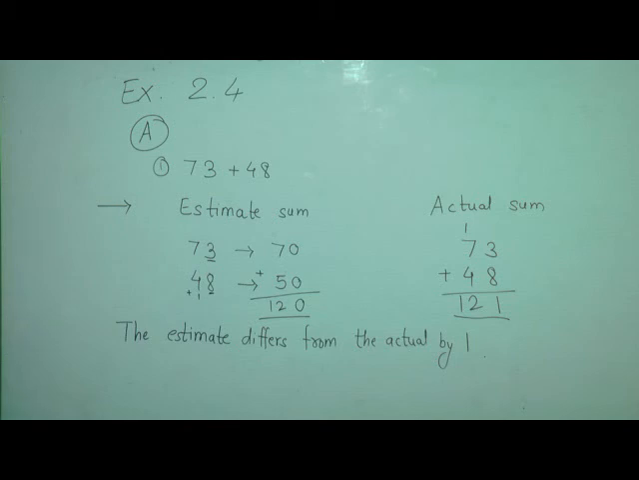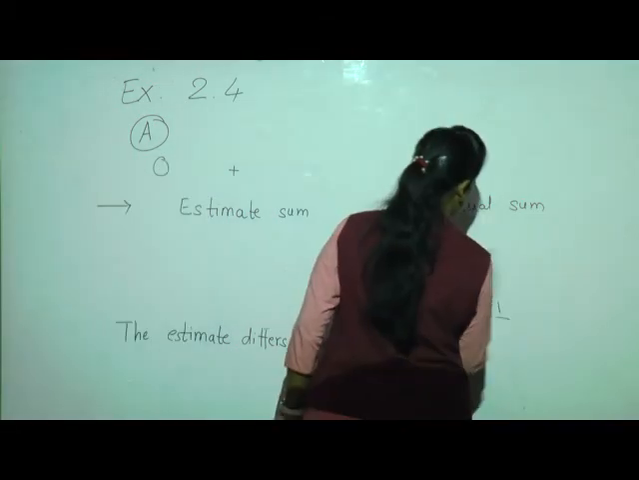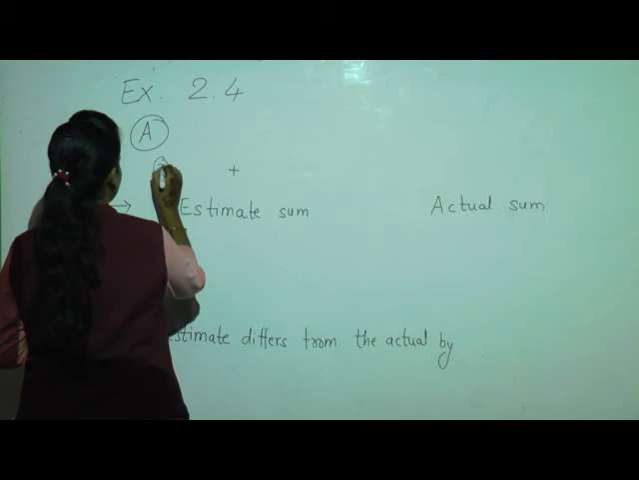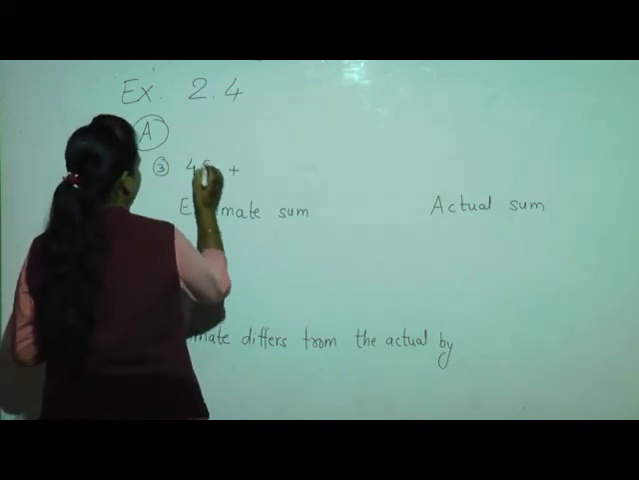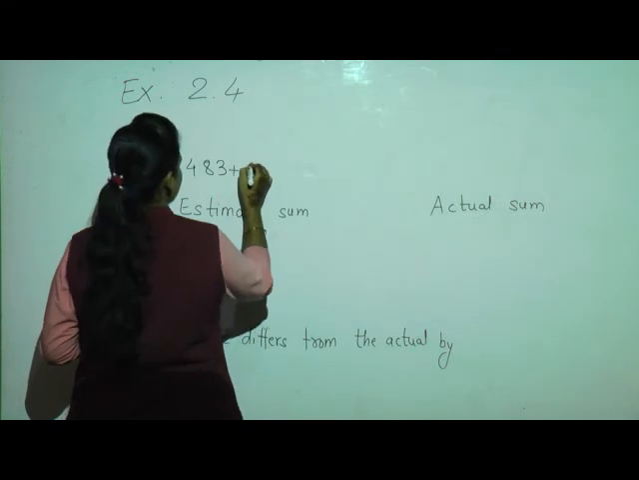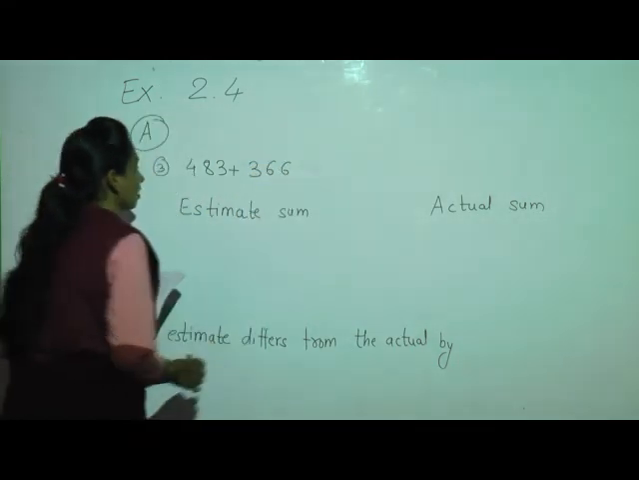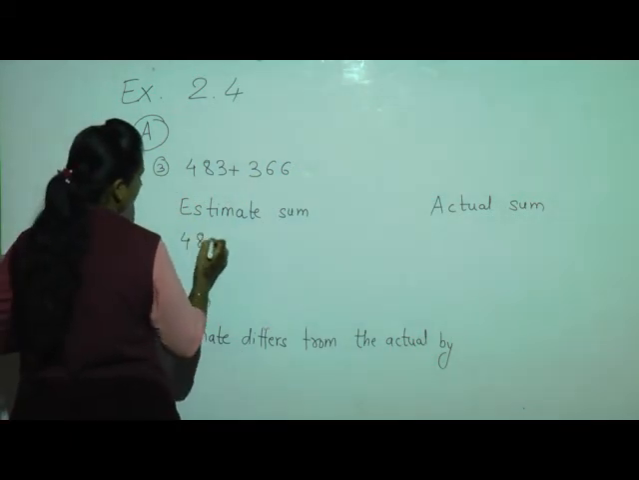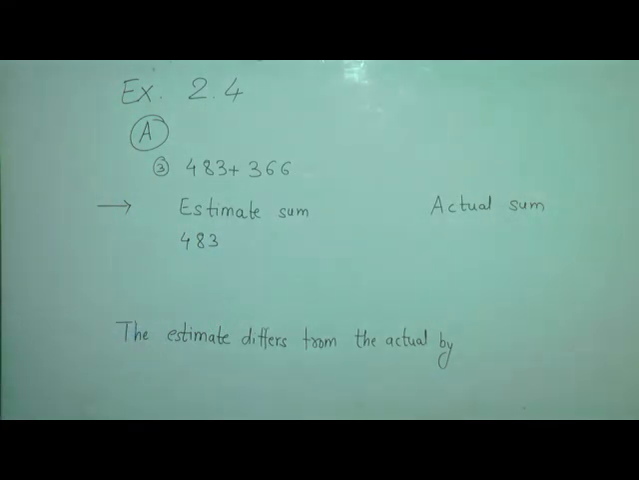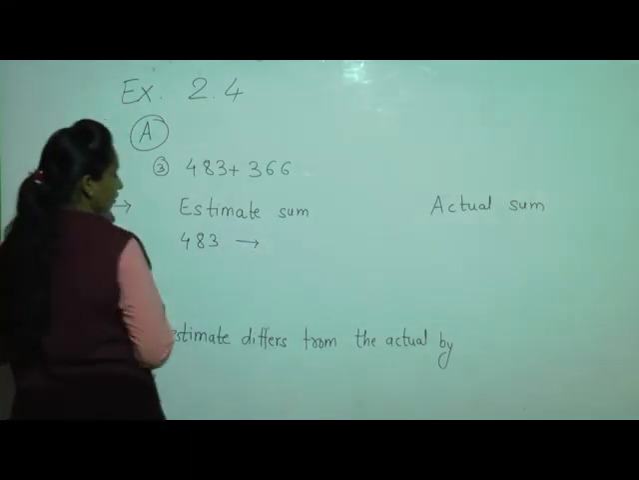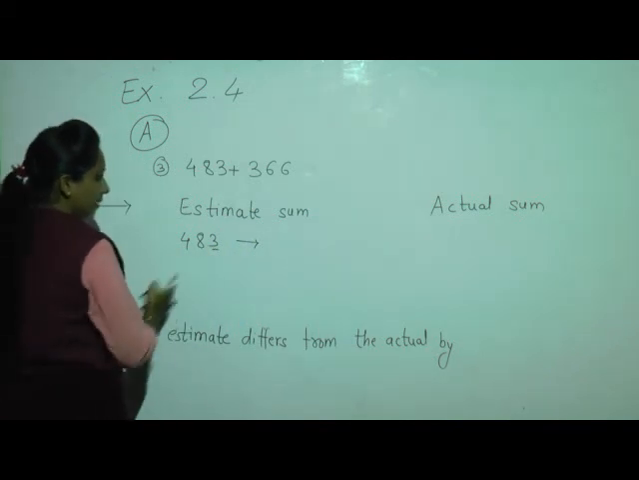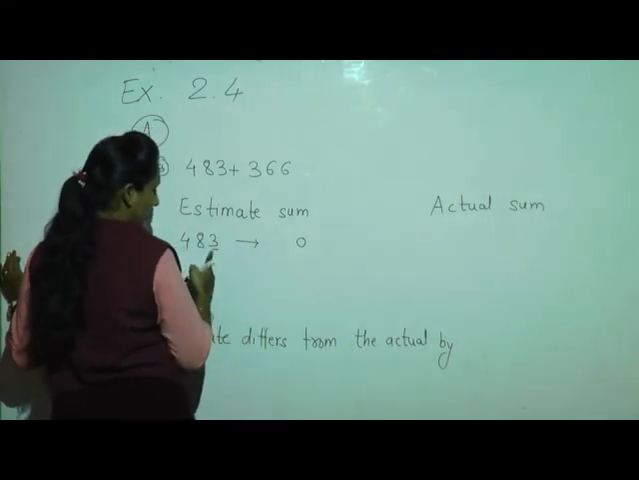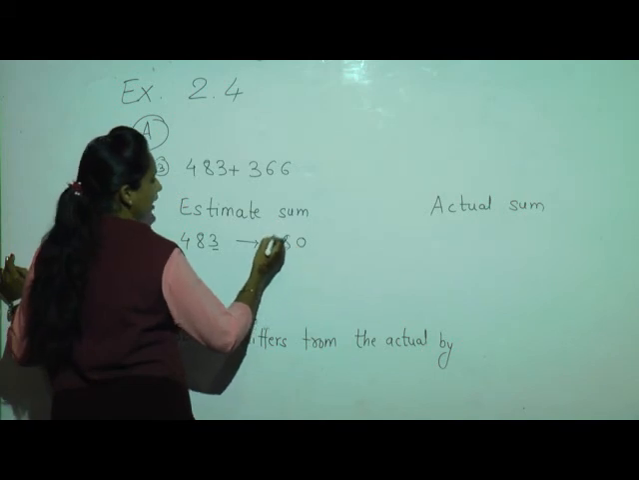Now we will solve another sum. Okay? Now I will solve the third one for you. What is the third one? 483 plus 366. Now we have to round off these numbers to the nearest 10. So I'll write here 483. Now we have to underline the ones place. Ones place is having 3. So it is less than 4. Place the 0 at ones place without changing tens and hundreds place.